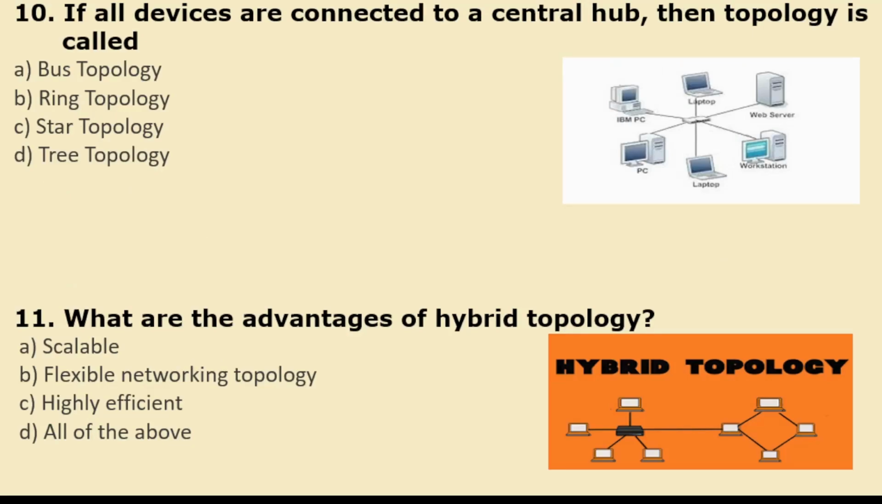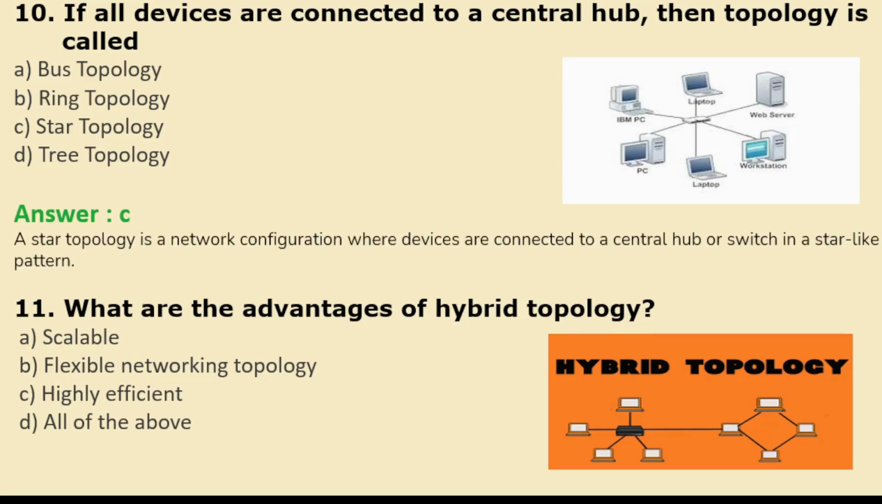Question number 10. If all devices are connected to a central hub, then the topology is called A. Bus topology, B. Ring topology, C. Star topology, D. Tree topology. So our answer is C, star topology. A star topology is a network configuration where devices are connected to a central hub or switch in a star-like pattern. As you can see in the image, this is how the star topology looks. It has a central hub to which all other devices are connected.